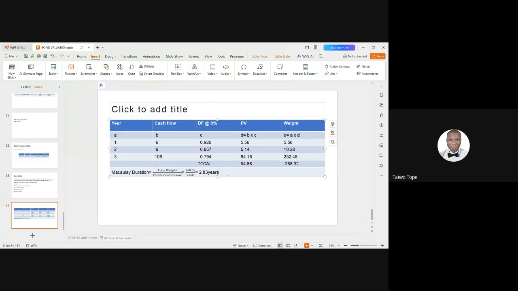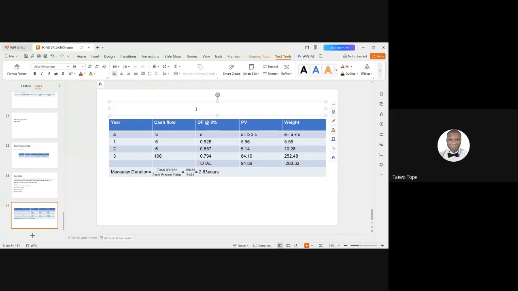Now, this is using the tabular approach. It will not be good if I don't show the formula. So I will show the formula, because this class will not be complete without it.